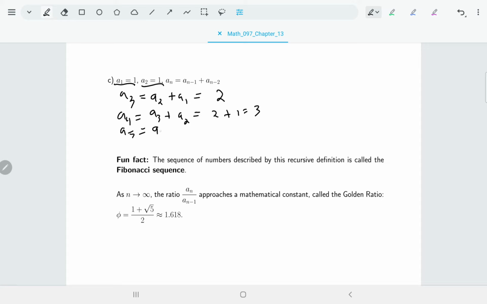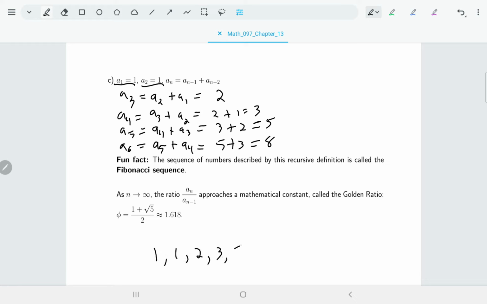a5, that's the two previous terms, a4 and a3 added together. That's 3 plus 2, which is 5. And last one, a6, which is the previous two terms added together, a5 and a4, which adds up to 8. This sequence, 1, 1, 2, 3, 5, 8, and if you kept on going, 13, 21, 34, 55, and so on. This is the sequence called the Fibonacci sequence, named after an Italian mathematician from the 1200s.